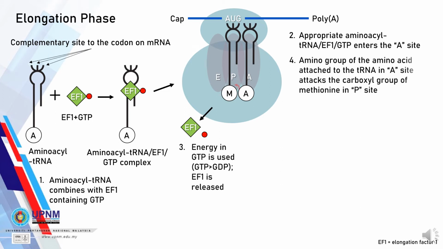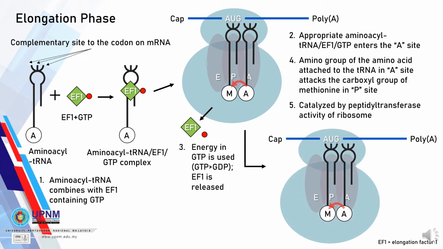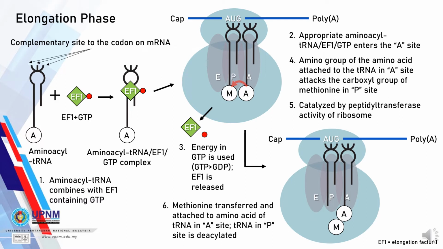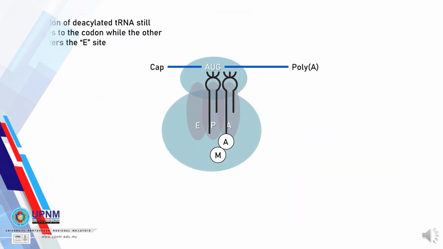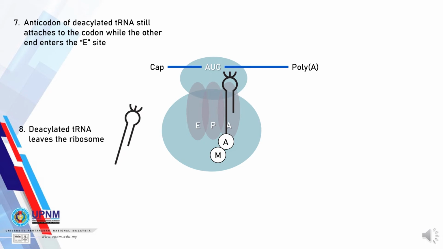The amino group of the amino acid attached to the tRNA in the A site will attack the carboxyl group of methionine in the P site. This reaction will be catalyzed by the peptidyl transferase activity of the ribosome. Thereafter, methionine will get transferred and attached to the amino acid of the tRNA in the A site. Meanwhile, the tRNA in the P site is now deacylated. It does not carry an amino acid anymore. The anticodon of the deacylated tRNA will still attach to the mRNA codon, but its other end will enter the E site. Then, the deacylated tRNA will leave the ribosome.